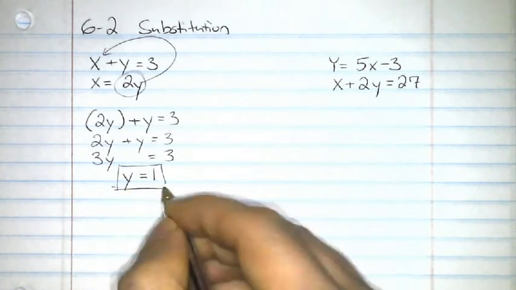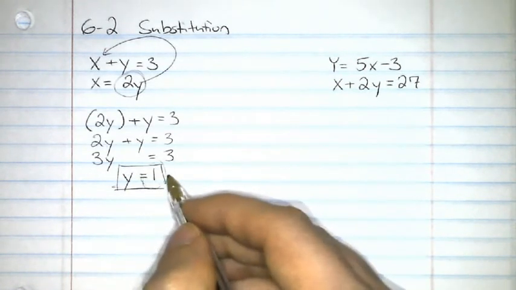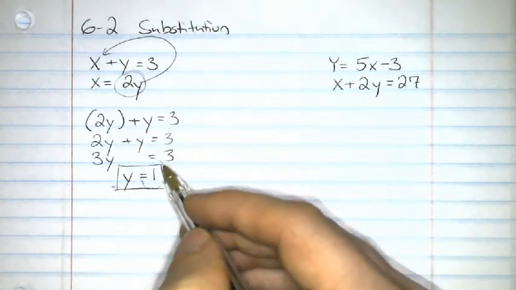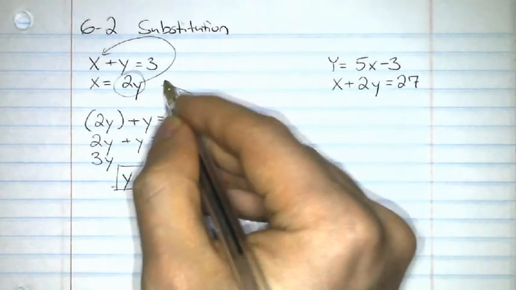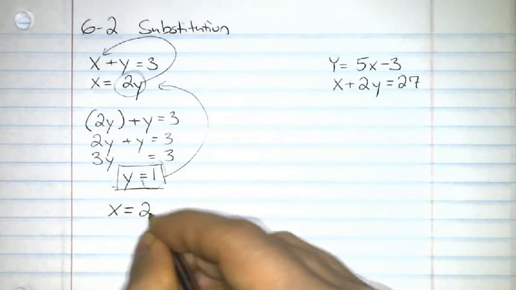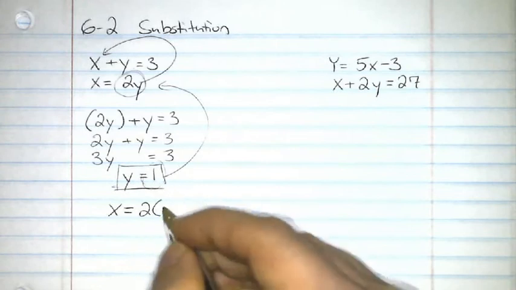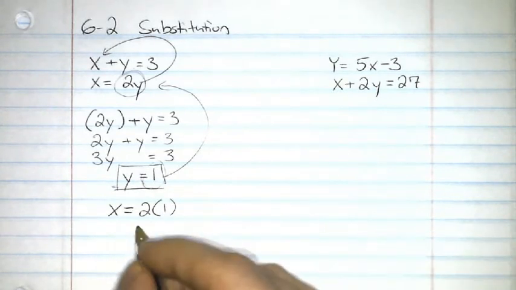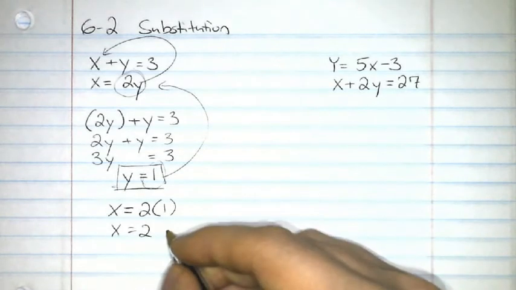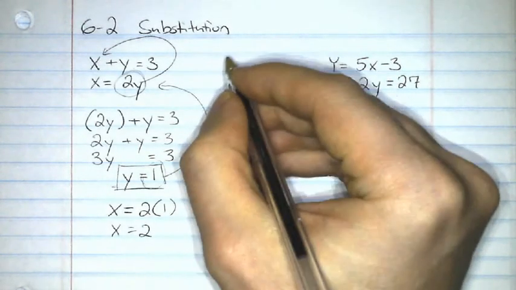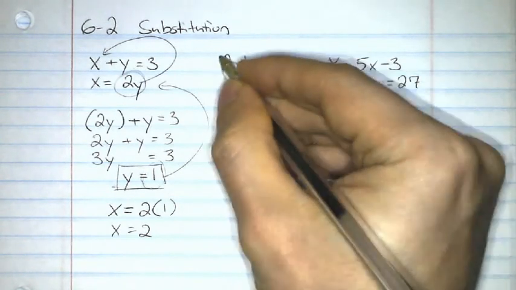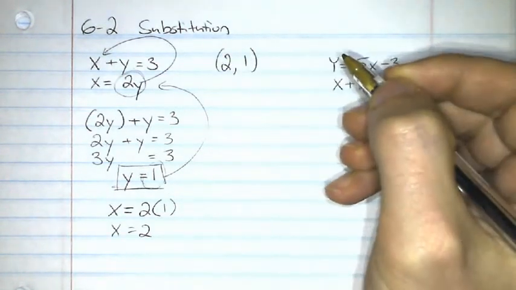Now that I know that y equals 1, I'm going to substitute this value in for y, and I can do that in either equation. If I substitute it into the second one, instead of x equals 2 times y, I have x equals 2 times, and we know y is 1. And 2 times 1 is 2, so x equals 2. So now my solution set is 2, 1. 2 for x, 1 for y.